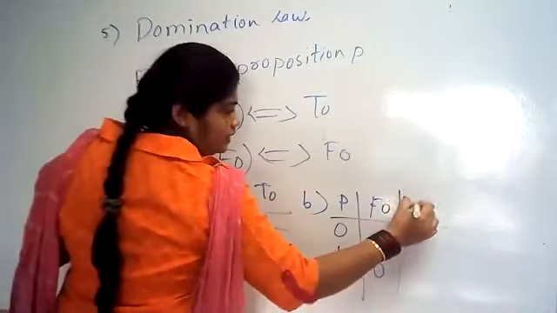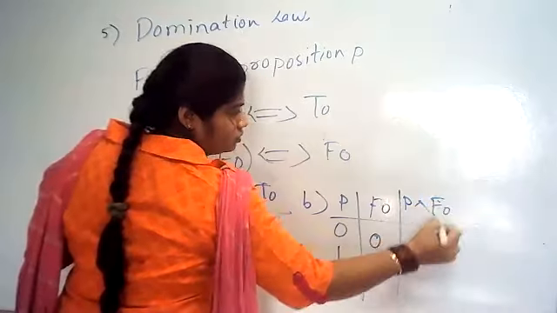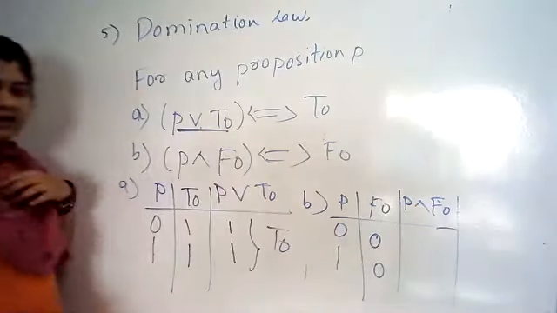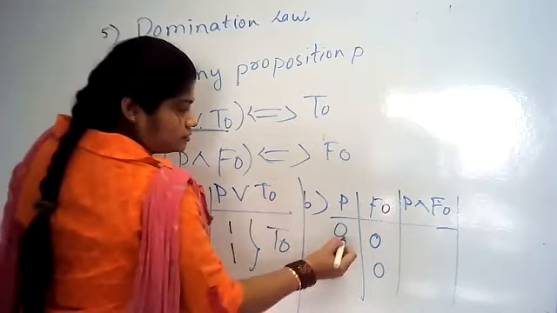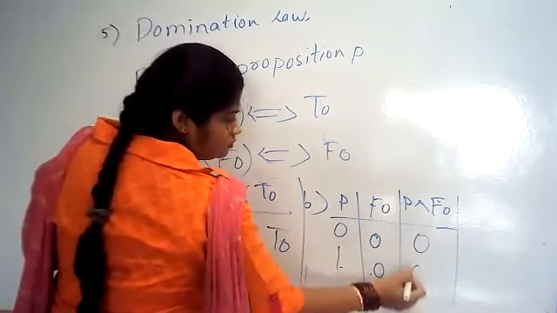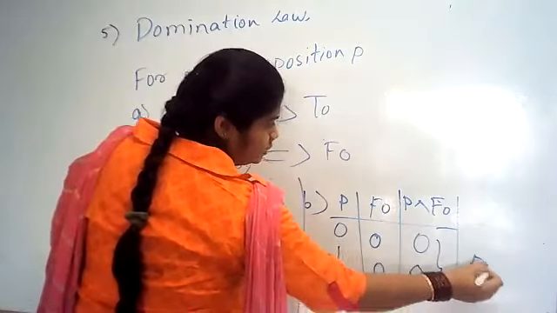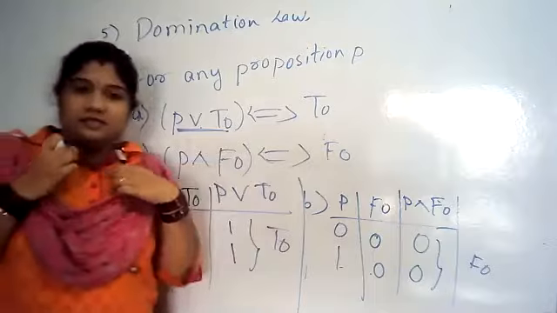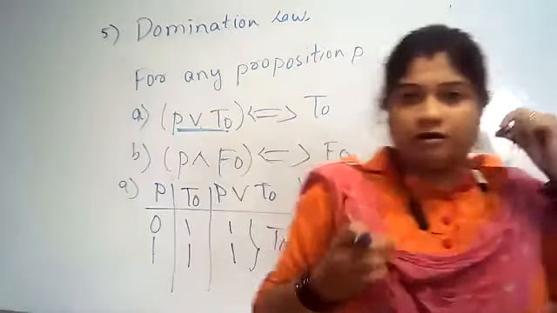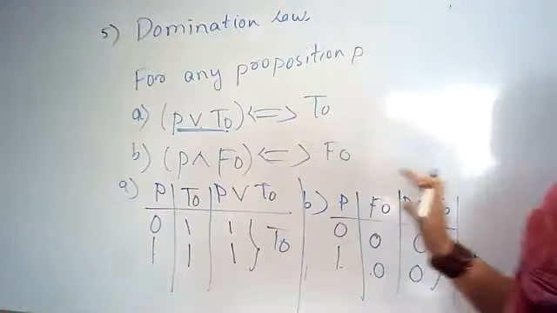I need to solve P conjunction F0. I will see what result I will get. P conjunction F0, the second one. See here, 0 0 0 1 0 0. What is this? F0. This is nothing but the domination law, or the fifth law. We'll end up today till here only.